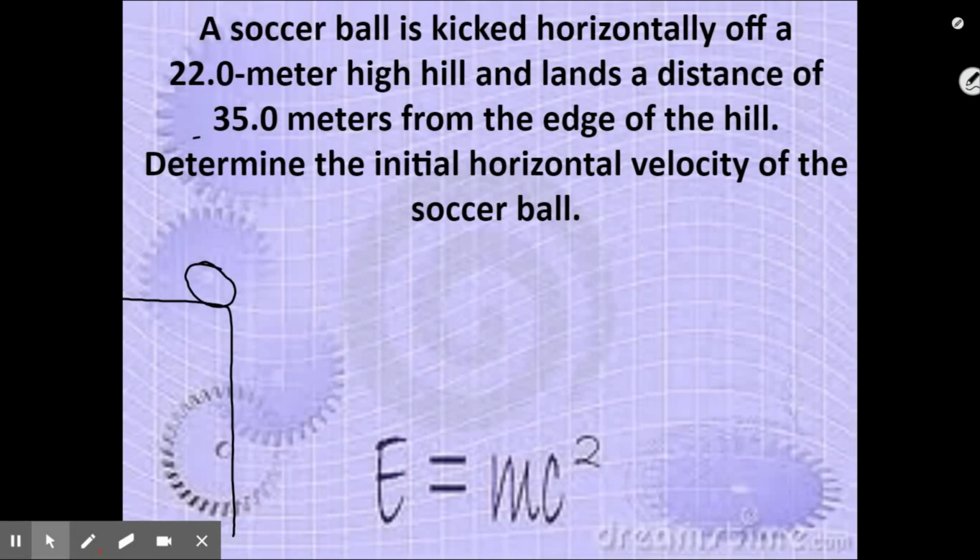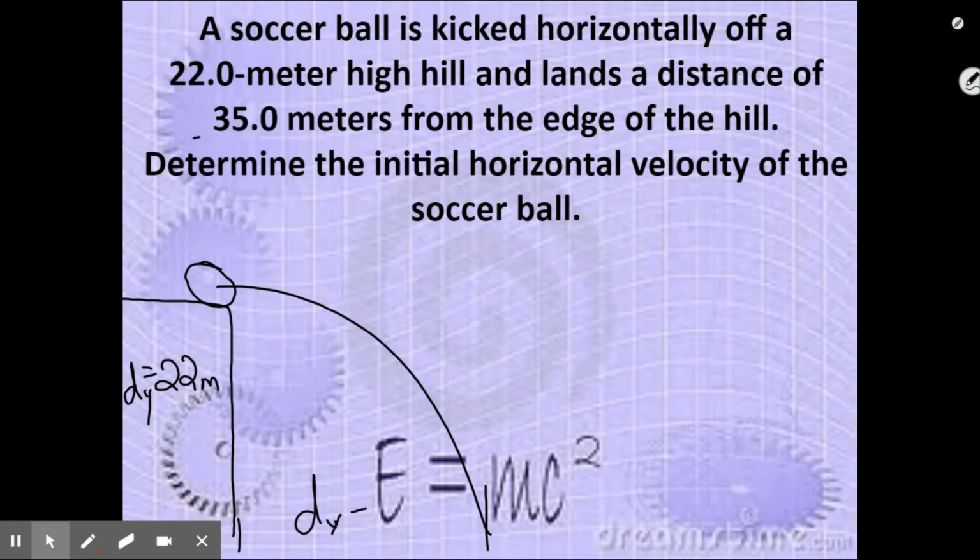So here's the soccer ball. It's kicking off, and it's going to fly that way. And it says it's kicked horizontally off of a 22-meter high hill. So 22 meters high tells us our dy. It lands 35 meters from the edge. So that's our dx. dx equals 35 meters. We want to know the initial horizontal velocity of the soccer ball.